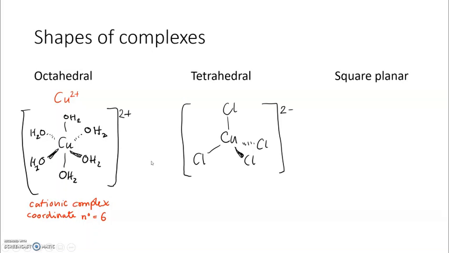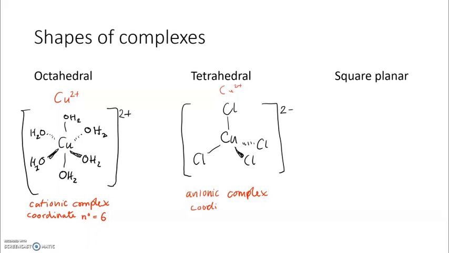Okay, the next type of complex is a tetrahedral complex. In this case, we've got copper surrounded by chloride ions. Chloride ions are Cl minus, of course, 1 minus charge, and this complex is overall a 2 minus charge. So actually the copper in this complex is still 2 plus. However, we have an anionic complex because the overall charge is negative. When you've got 4 negatives and 2 positive, the overall is 2 minus charge.